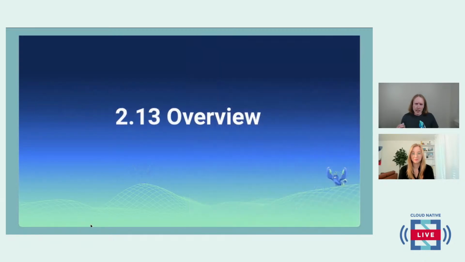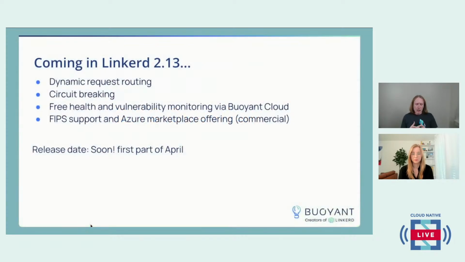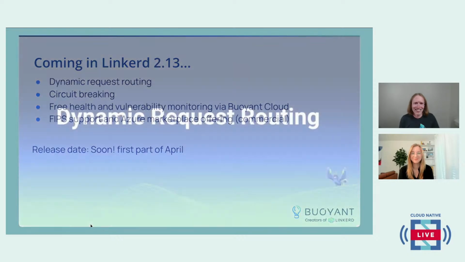So 2.13, major release for Linkerd. There are a couple of significant features that are showing up. I'm only going to talk about two of them here. I'm going to talk about dynamic request routing. I'm going to talk about circuit breaking. I'm really briefly going to talk about changes in Buoyant Cloud, and I'm not going to talk about FIPS and the Azure Marketplace at all. I actually meant to take that off of that slide, so sorry.